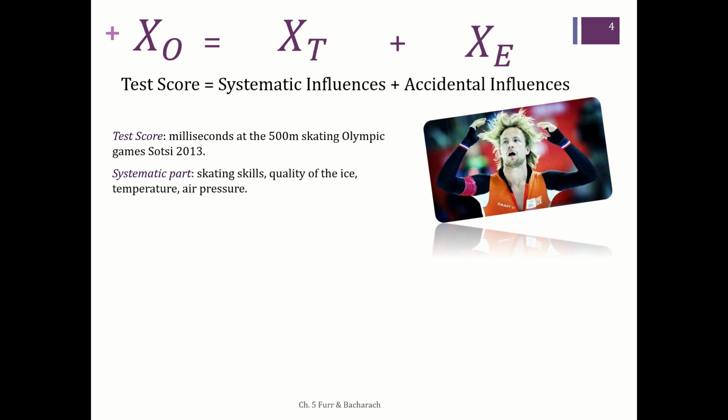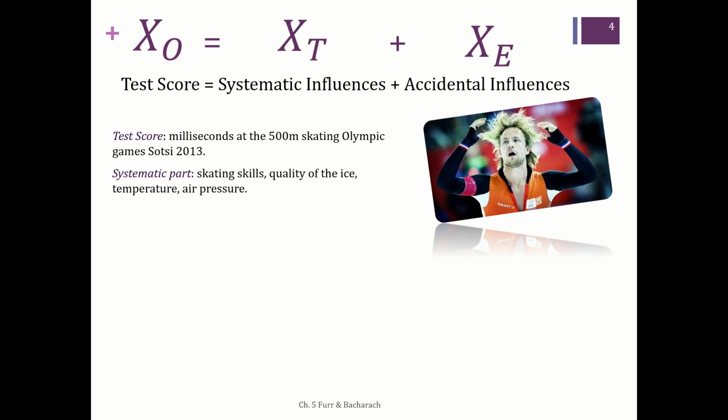Alright, so we have the observed scores, X-O, milliseconds of the time they take to finish 500 meters. We have the systematic part, which is part actual ability, part what we're actually trying to measure, part actual true score, the skating skill, but also includes some other systematic influences, like for example quality of the ice, and as I mentioned here, you can also think about temperature and air pressure.